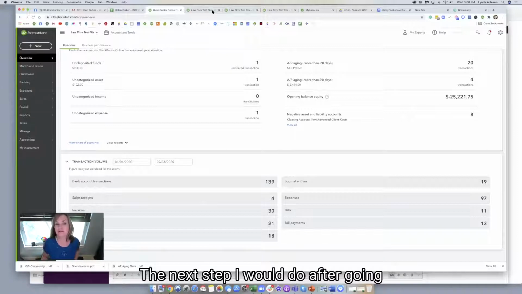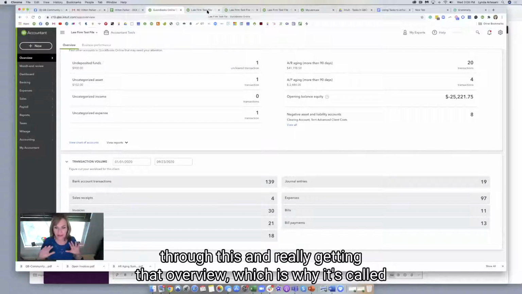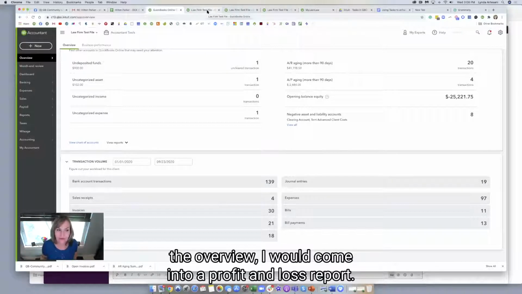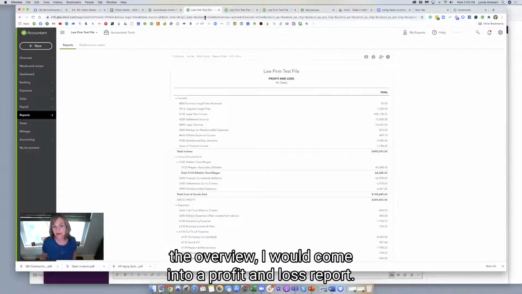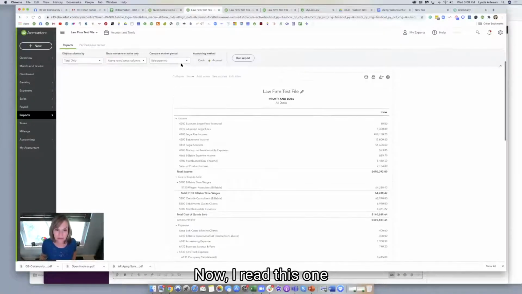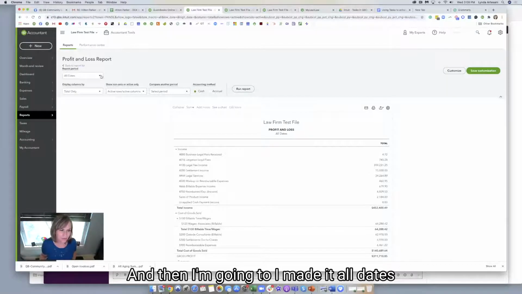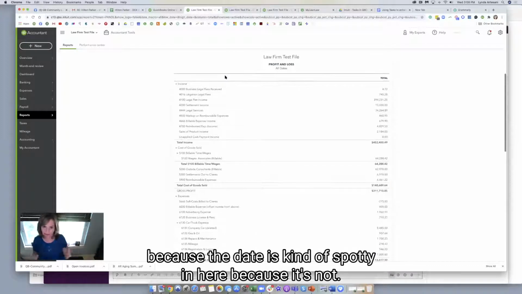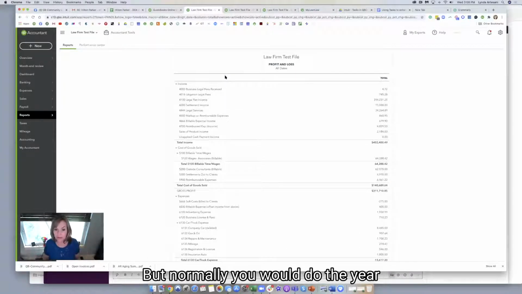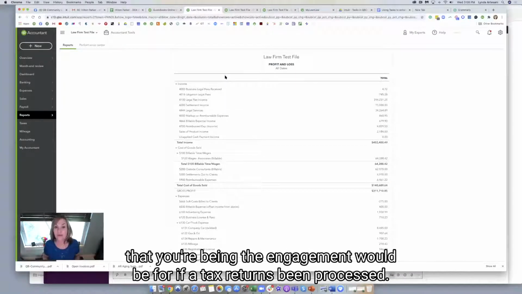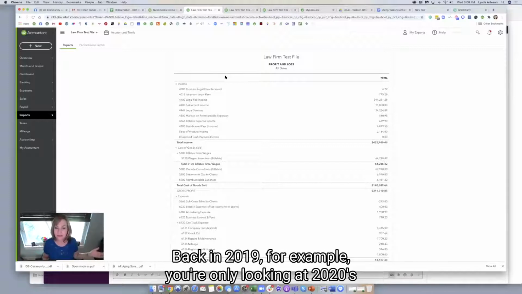The next step I would do after going through this and really getting that overview, which is why it's called the overview, I would come into a profit and loss report. Now I ran this one by accrual, but I'm going to change it to cash basis just to see. And then I made it all dates because the date is kind of spotty in here, but normally you would do the year that the engagement would be for. If a tax return's been processed back in 2019, for example, you're only looking at 2020's books.